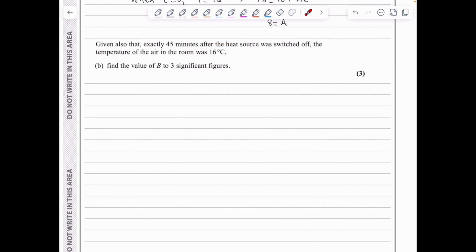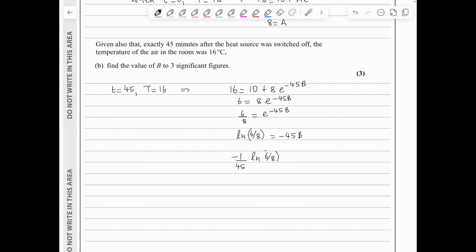So we know that when small t is 45, then capital T is 16, and therefore 16 is equal to 10 plus 8, which is the value of a we just obtained, e to the minus 45b. So 6 is equal to 8 e to the minus 45b. I will divide both sides by 8 to get 6 over 8 is equal to e to the minus 45b. I will take ln of both sides, so ln of 6 over 8 is equal to minus 45b. And if I divide both sides by negative 45, we get minus 1 over 45 ln of 6 over 8 to be equal to b.